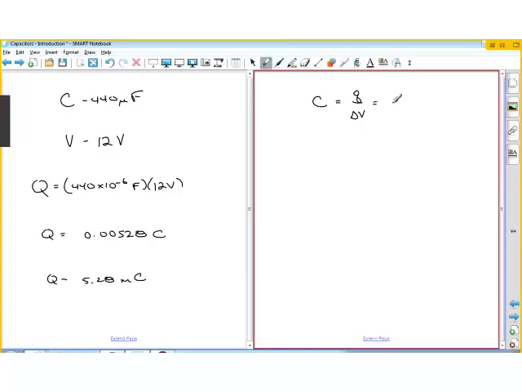So what you find out is that the voltage across this parallel plate capacitor, because it has a constant electric field between the two, is just equal to the electric field times the distance between the plates. And the charge is just equal to sigma, which is the charge per unit area.